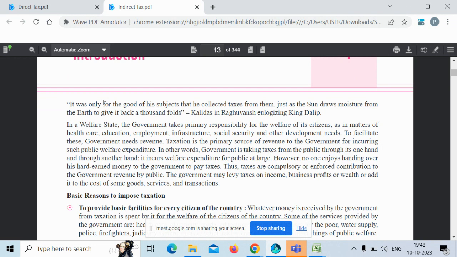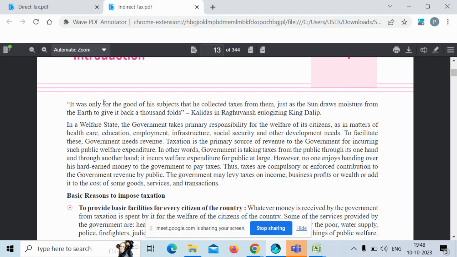In other words, government is taking taxes from the public through one hand and through another hand it incurs welfare expenses. So government is taking taxes from us, and with the help of that taxation amount, government is incurring welfare expenses such as polio, health expenses, building of bridges, cleaning of roads, and etc.